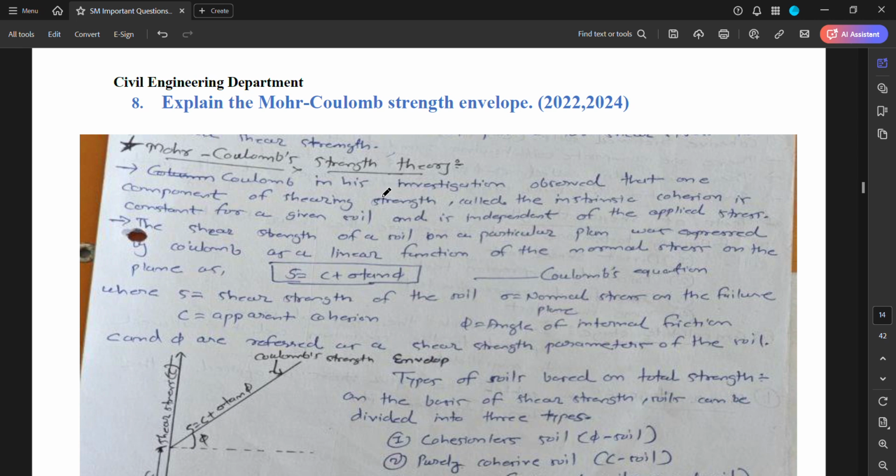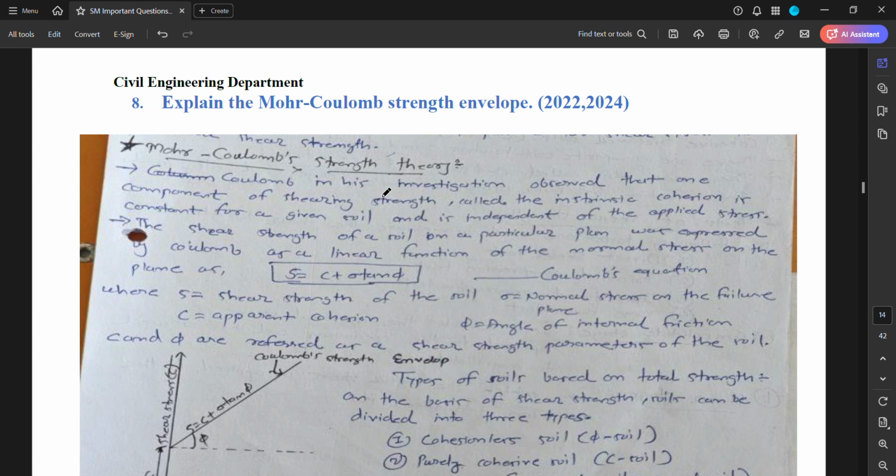Coulomb, in his investigation, observed that one component of shearing strength, called intrinsic cohesion, is constant for a given soil and is independent of the applied stress. The shear strength of a soil on a particular plane was expressed by Coulomb as a linear function of the normal stress on the plane: S = C + σ tan φ, which is the Coulomb equation, where S is the shear strength of the soil, C is the apparent cohesion, σ is the normal stress on the failure plane, and φ is the angle of internal friction.